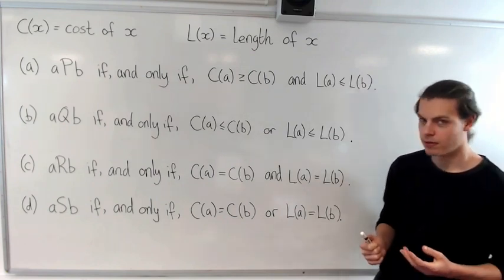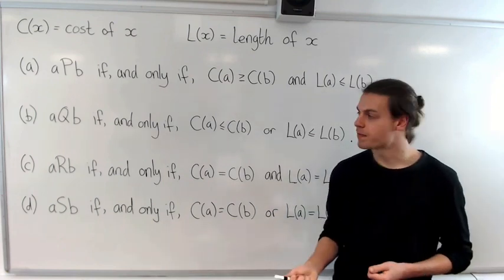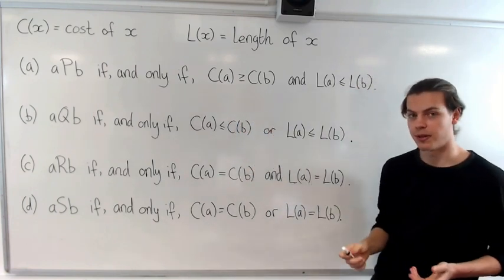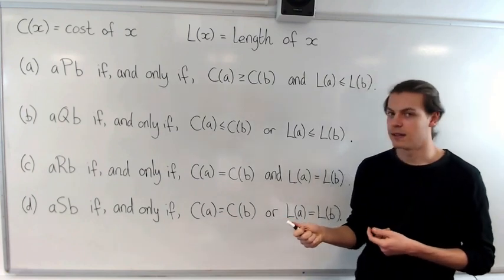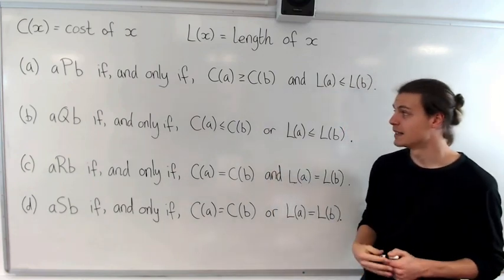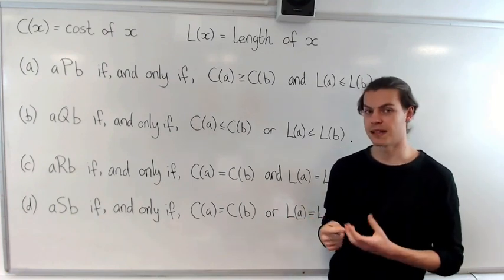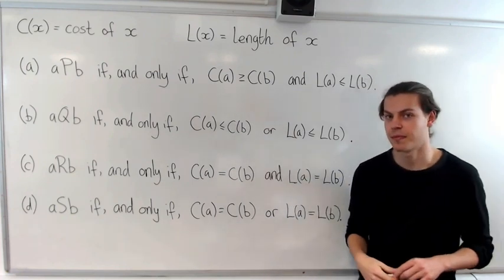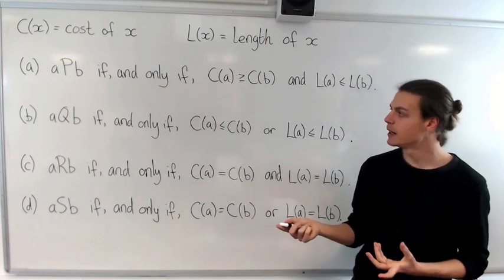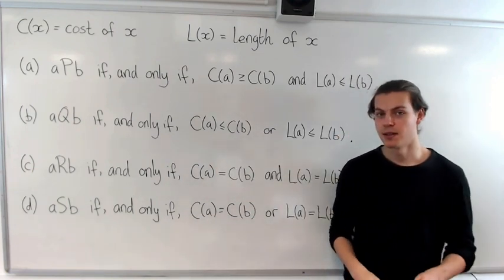Is this relation symmetric? Well, if A is related to B, then the cost of A is greater than or equal to the cost of B. And so it is not necessarily the case that the cost of B is greater than or equal to the cost of A. In fact, the only time when this is the case is when they are equal. So generally, if A is related to B, then B is not necessarily related to A. So this relation is not symmetric.